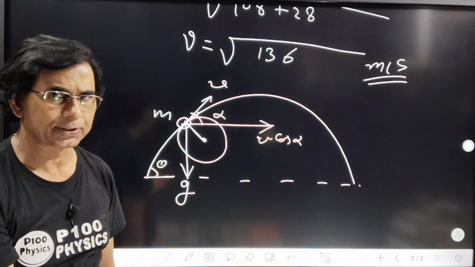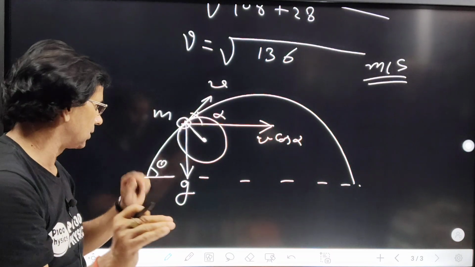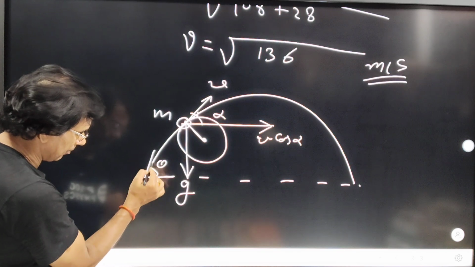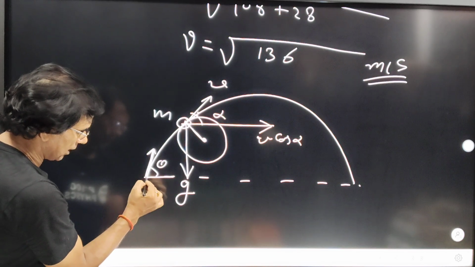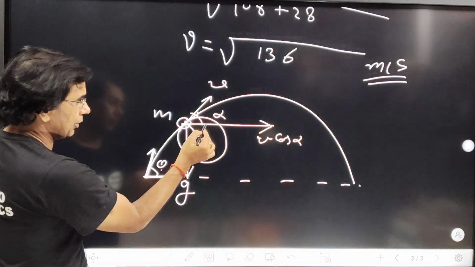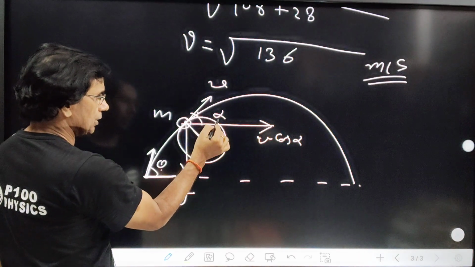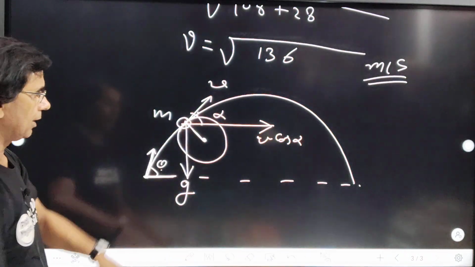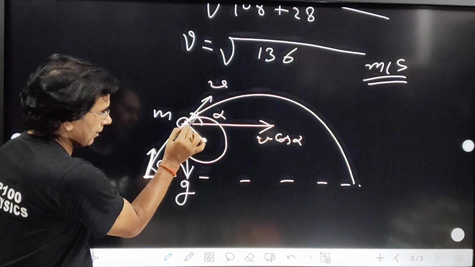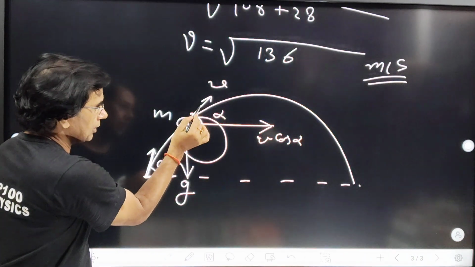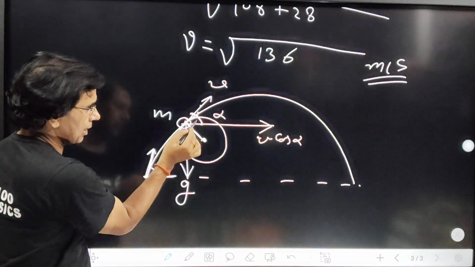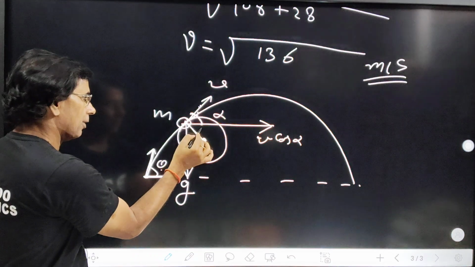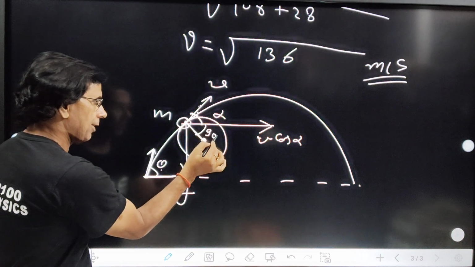But the question is, what is the normal acceleration? Because you have to use the normal acceleration here. Suppose the angle between the velocity of projection and the horizontal line is theta. Then this angle will be alpha. This is the tangent, and this is the radius. Tangent and radius are always perpendicular to each other, so this angle becomes 90 minus alpha.